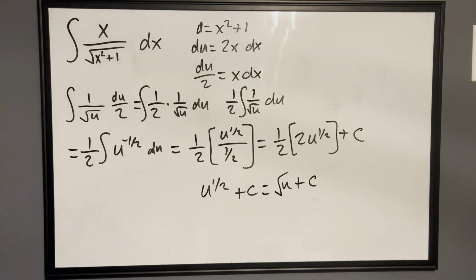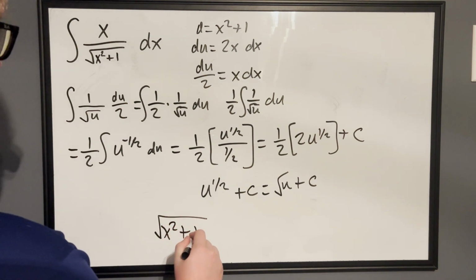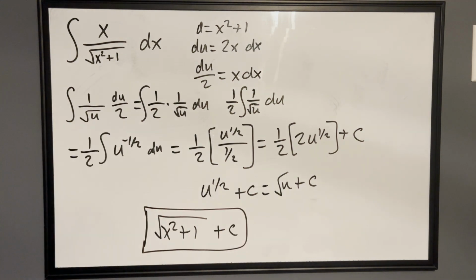And now all we need to do is plug our u back in. So our u is x squared plus 1. So our final answer is the square root of x squared plus 1 plus c. And that will be your integral for that. So again, it's still a pretty tough problem, but we're able to deal with this x squared plus 1 in terms of just a u. And that's really helpful in the scheme of things. So let's go ahead and do one more example before the end of this video.